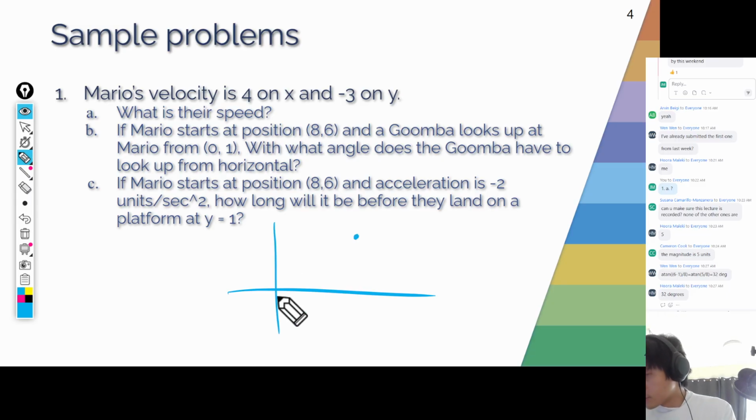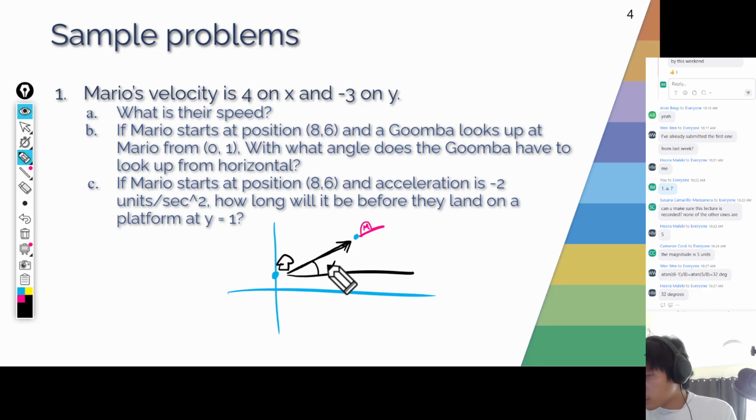And there's a Goomba at 0, 1. Okay, so there's a Goomba. Okay, and there's Mario. I'm just drawing the hat. What angle does the Goomba have to look up at from the horizontal? So you know that the Goomba is looking up at Mario, and there's some angle here from horizontal. And that's what we want to know.